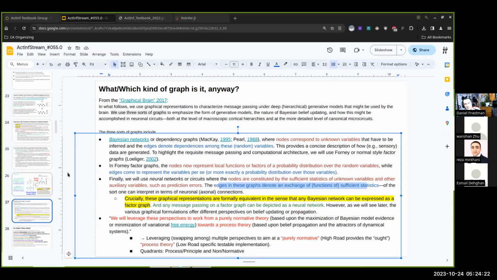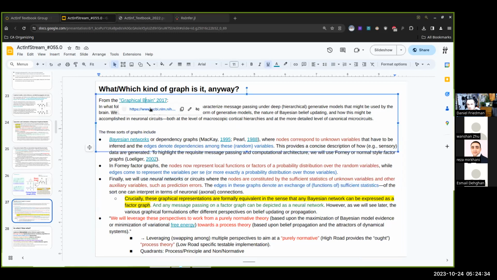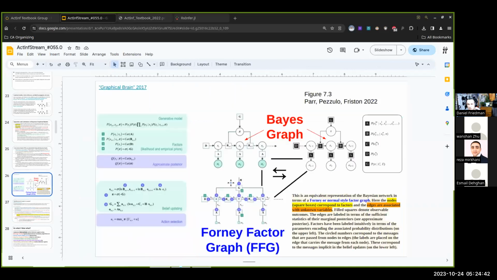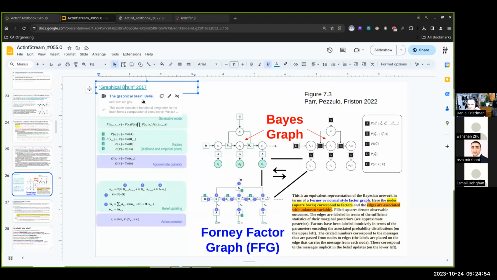Daniel, can you give an example of the neural network graph? Which one is the neural network graph? Responding to the one we just showed on page 26, on page 6 you'll have the Bayesian graph and the factor graph, right? Yeah, so here on the top are the Bayes graphs. These two are literally identical. This is from the textbook, and this is from the graphical brain paper, which I'll just put into the chat just in case you want to see.